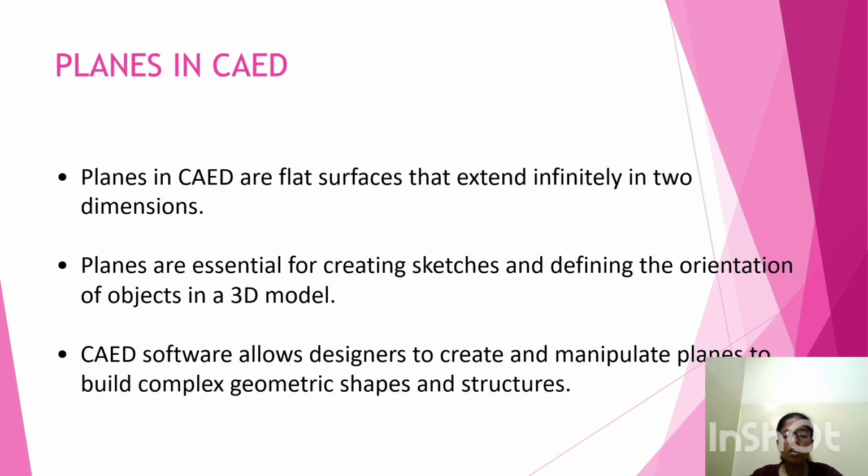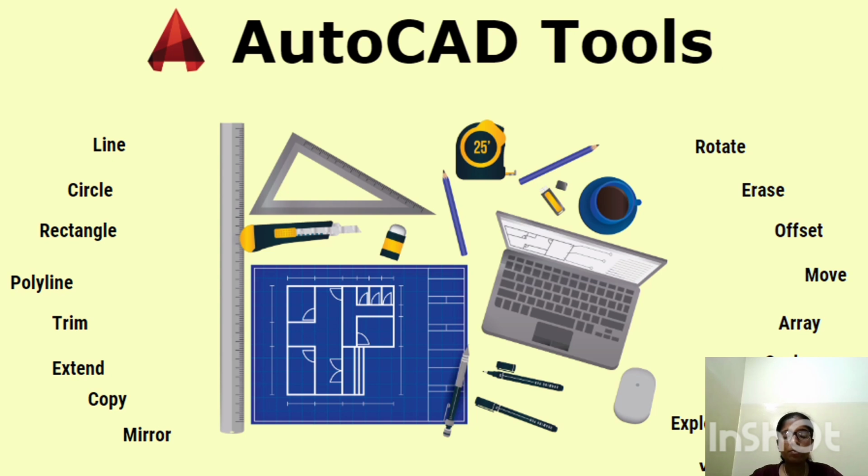Planes in CAD. Planes in CAD are flat surfaces that extend infinitely in two dimensions. Planes are essential for creating sketches and defining the orientation of objects in a 3D model. CAD software allows the designer to create and manipulate planes to build complex geometric shapes and structures. Some of the tools used in CAD are line, circle, rectangle, trim, extend, copy, mirror, move, and so on.